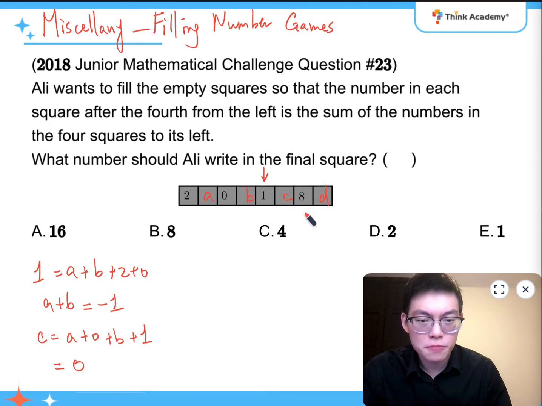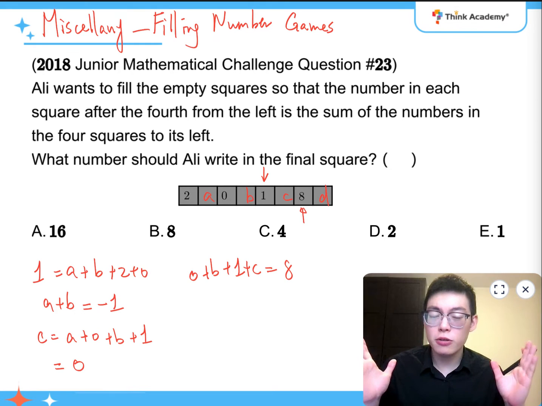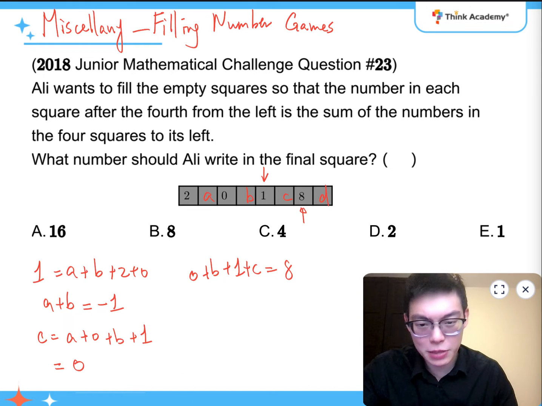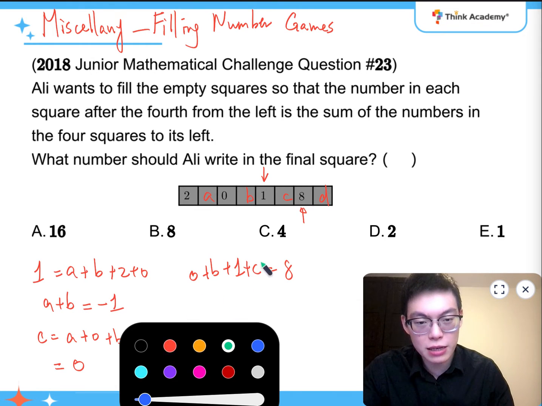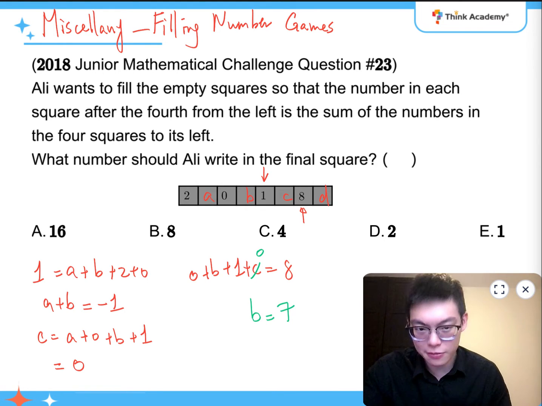And now, the next box is 8, which comes from 0 adding B adding 1 adding C. And that's 8. Wait, but we don't know C. We don't know B, right? It doesn't really matter because we already know C. C is 0, which means that B adding 1 is 8. That means B is 7.